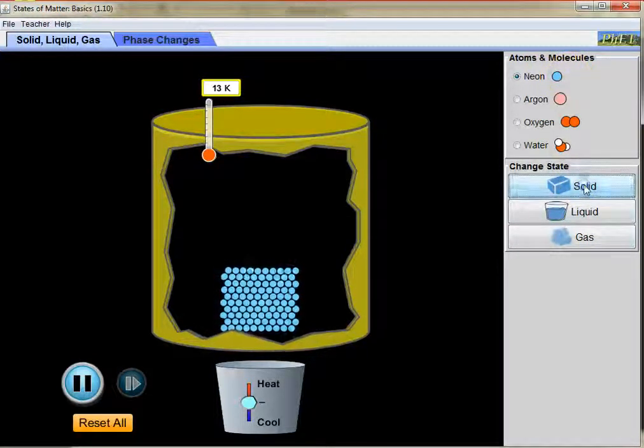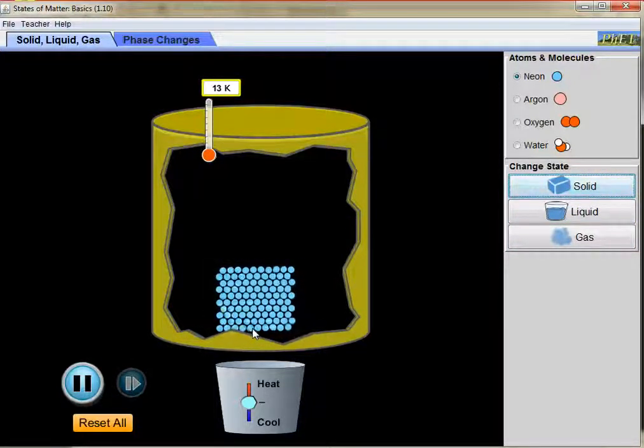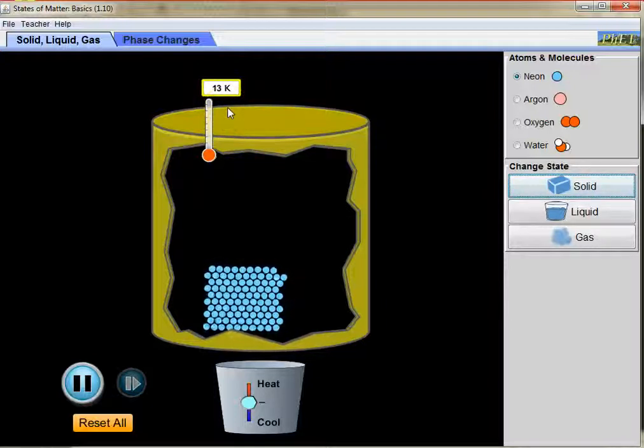We click on solid. Whenever you click on solid, it basically comes into the center. There is a solid. You can see the temperature is pretty low for neon, because neon at normal temperature is a gas, and therefore for it to be a solid, it must be at a very low temperature. What you also can see is that neon is an atomic gas, correct? Each of these blue particles indicates a neon atom.